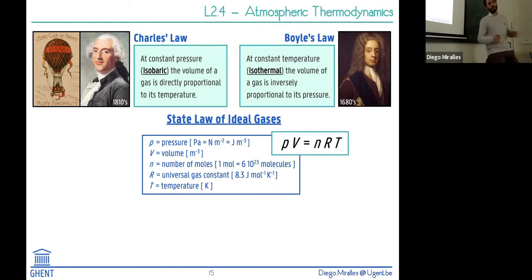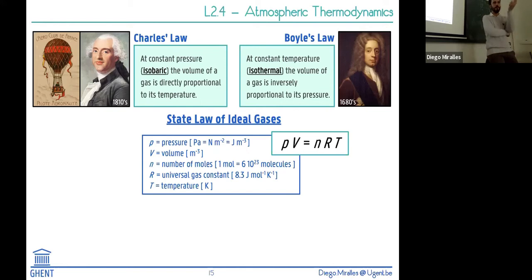I wrote it here as well. So PV equals nRT, even if you don't know what it means. That's important to memorize. One of the few things that even I will actually ask you to learn by heart, because it will help you later understand some processes in the atmosphere. P stands for pressure, V is the volume, n is the number of moles, R the universal gas constant, and T the temperature.